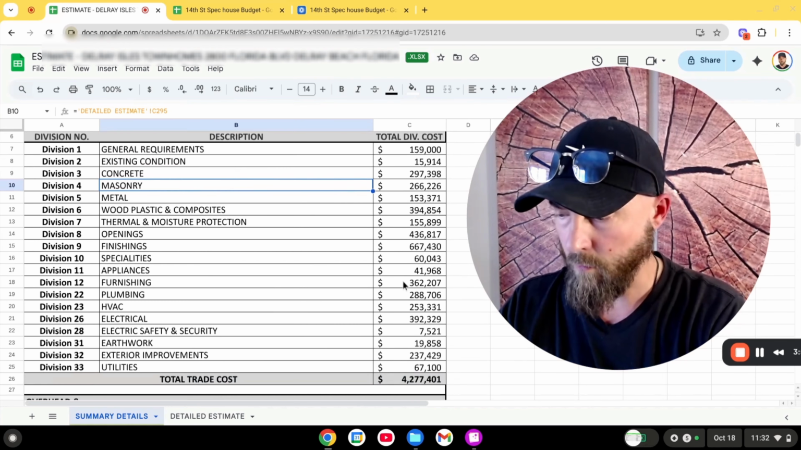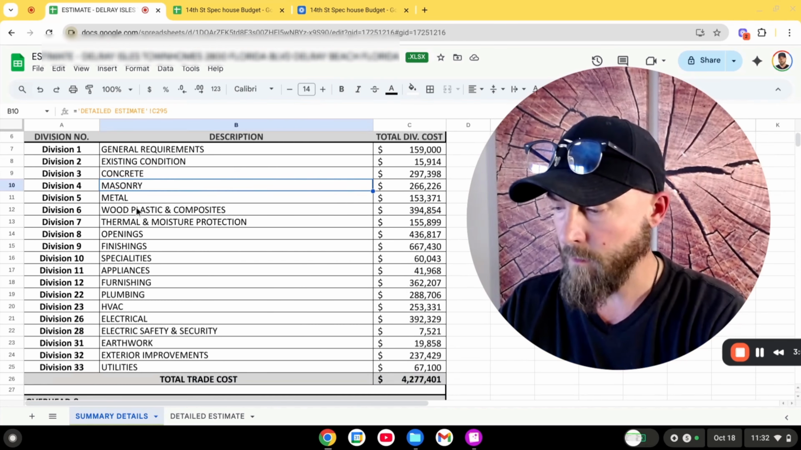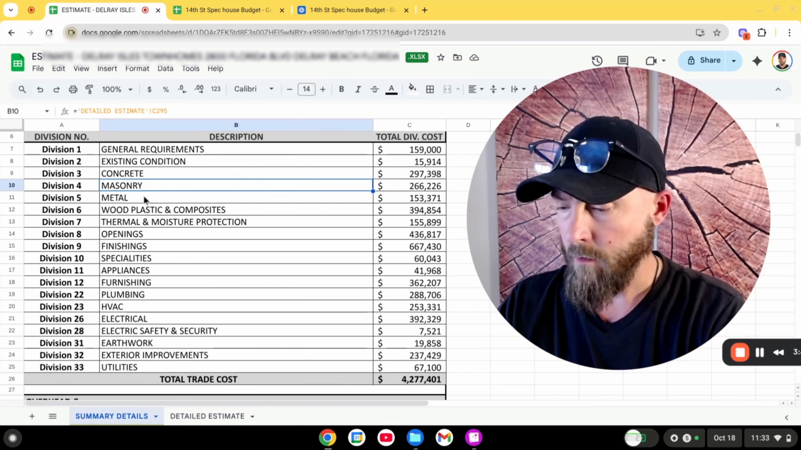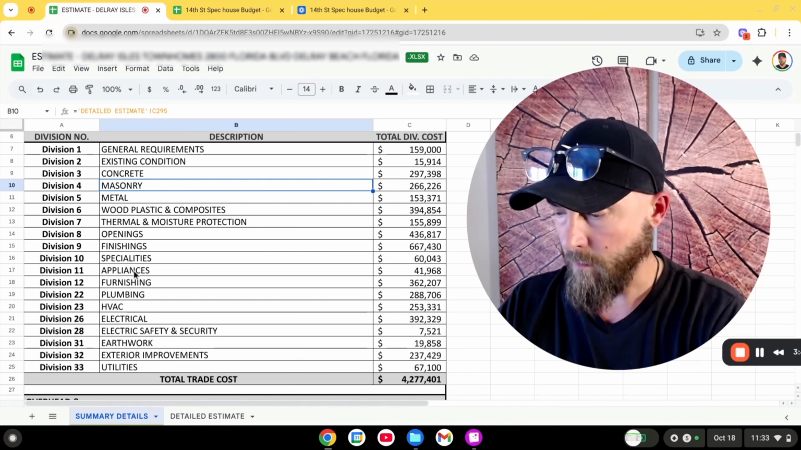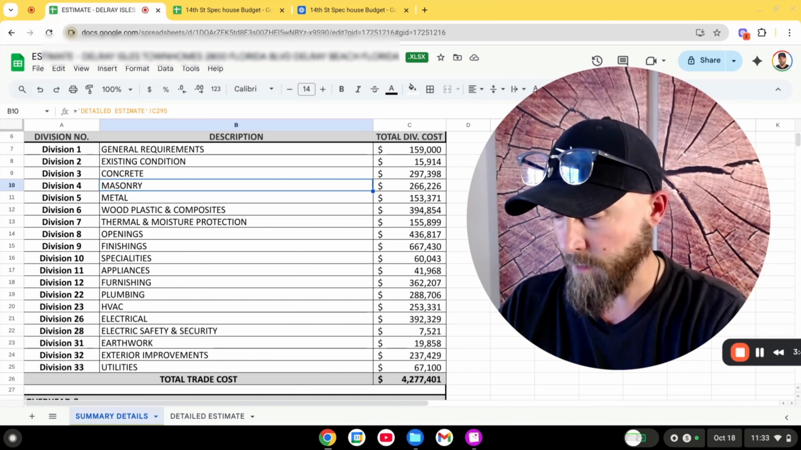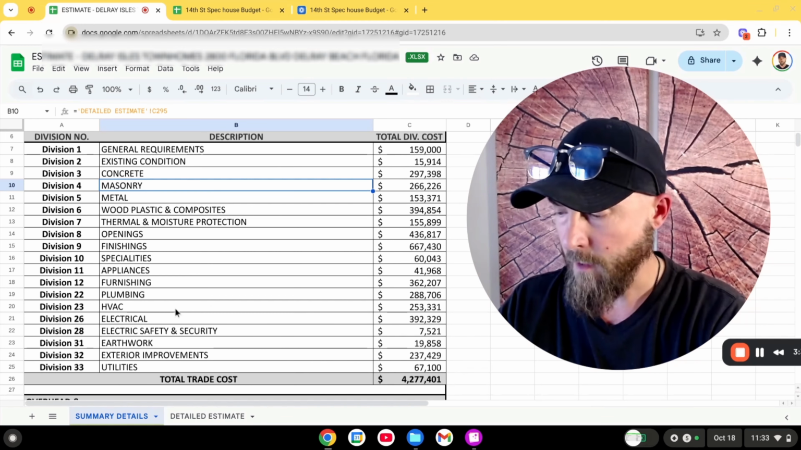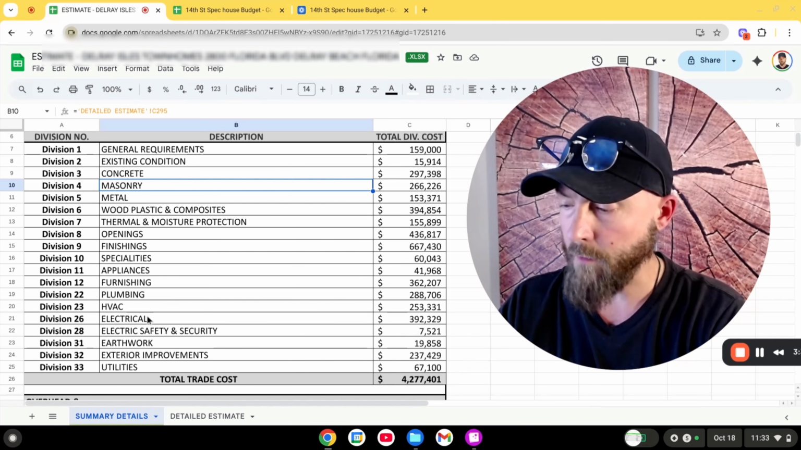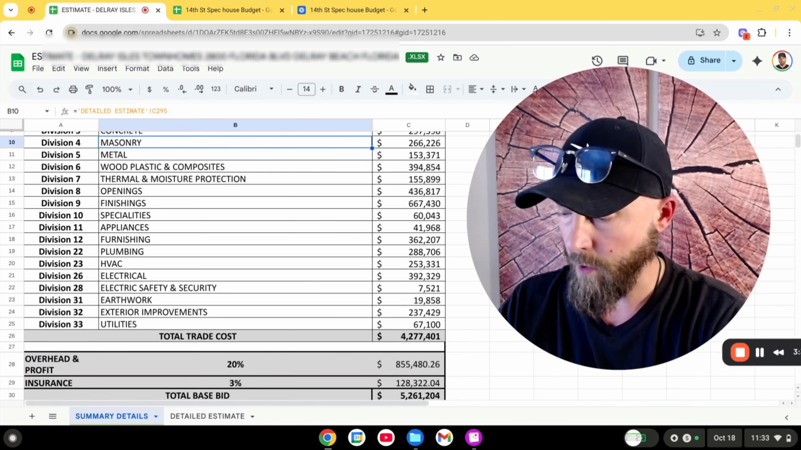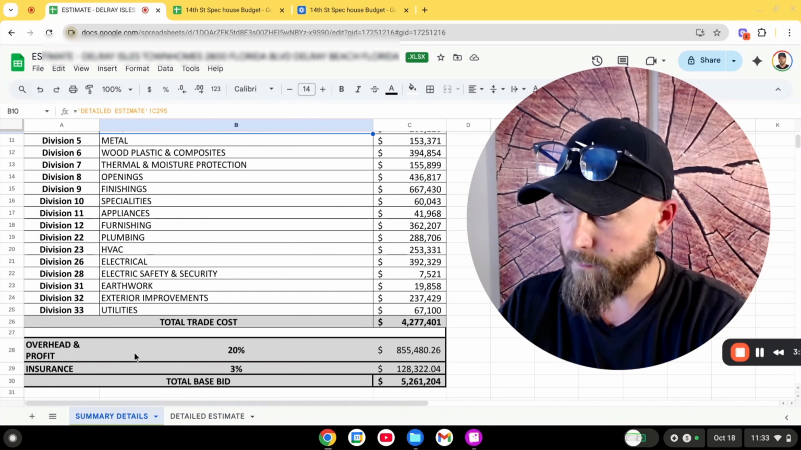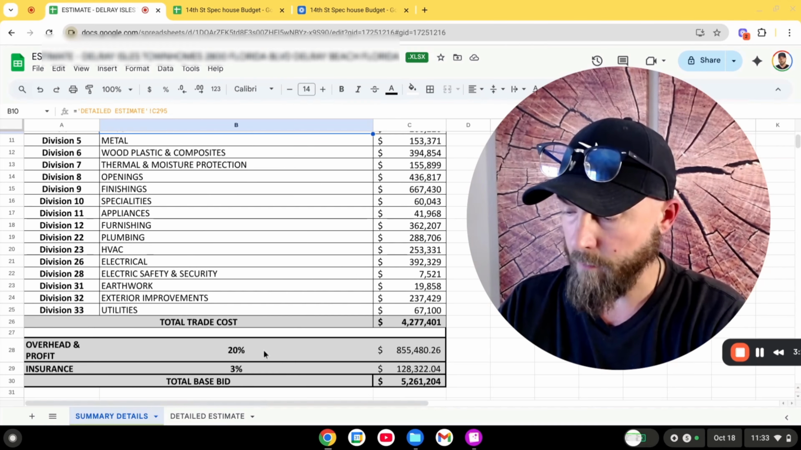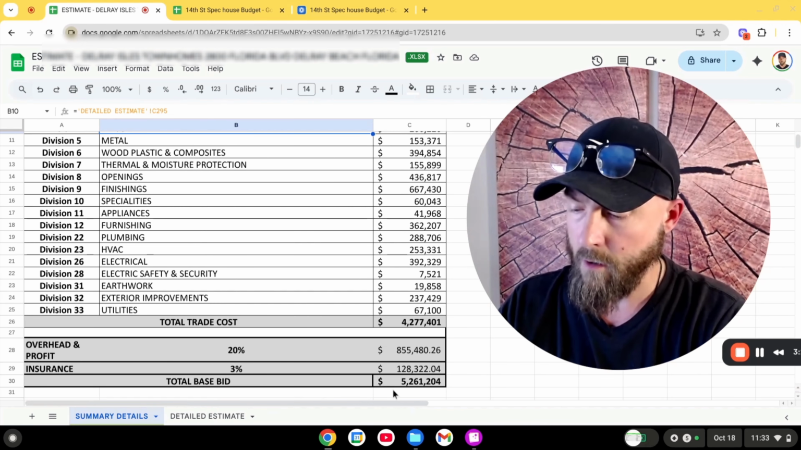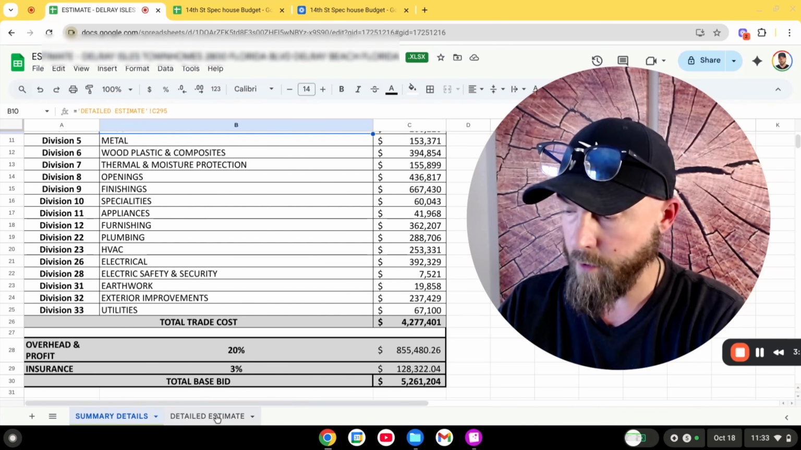Here is the summary overview of all of the trades. Here's our masonry guy, here's our metal, there's our appliance packages. For this particular project, there's almost $50,000 in appliances. HVAC, this shows me the total trade cost. So this is each category, each stage or phase of construction, what it looks like. This has profitability and overhead built into the budget, as well as an insurance cost. This says that the entire construction budget should be 5.2.